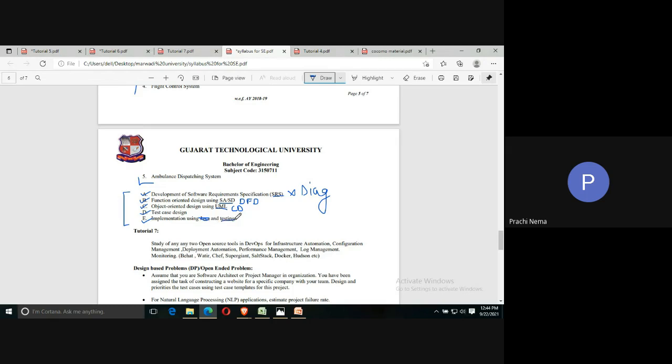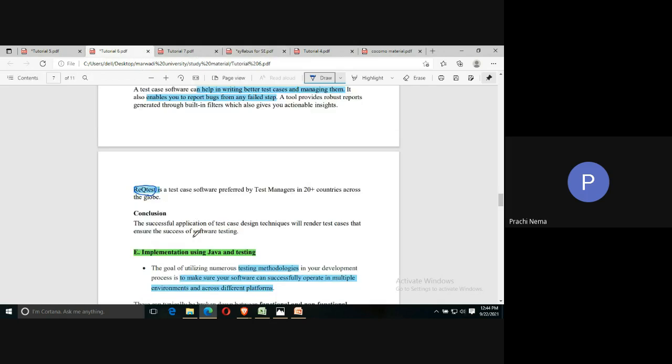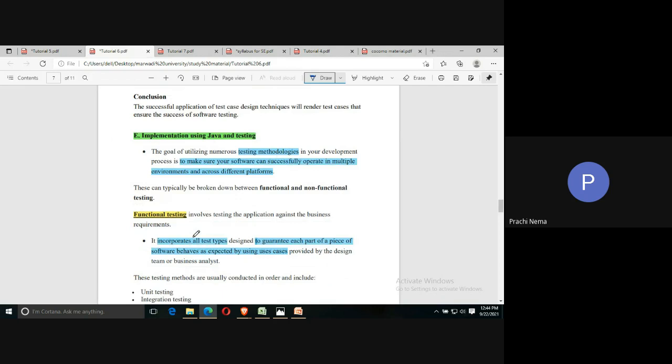And for this testing part, this testing which is done at the end, you can use the various techniques which are there. Again, that was the test case design techniques, those which we studied in the fourth point. In this one, we are seeing the techniques which are used to make our software successfully operate in multiple environments and across different platforms. So this is for the diverse functioning of your system.